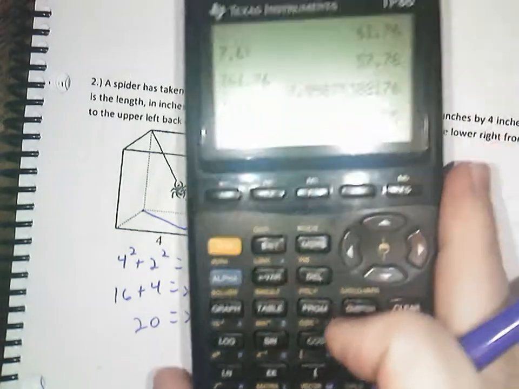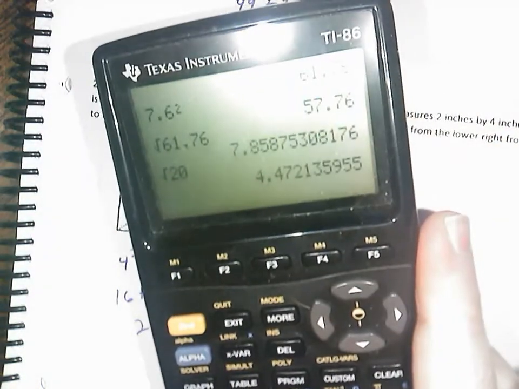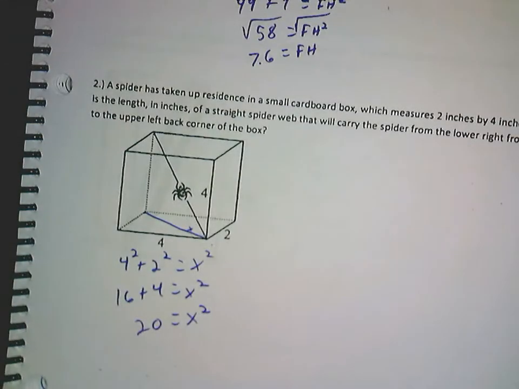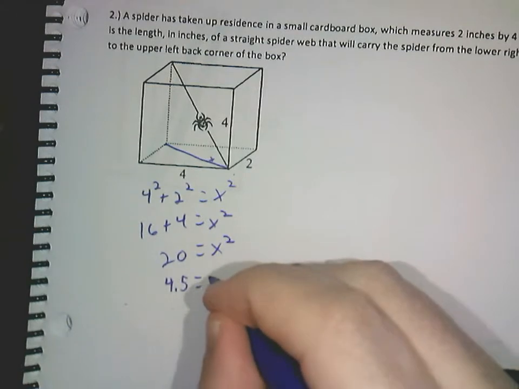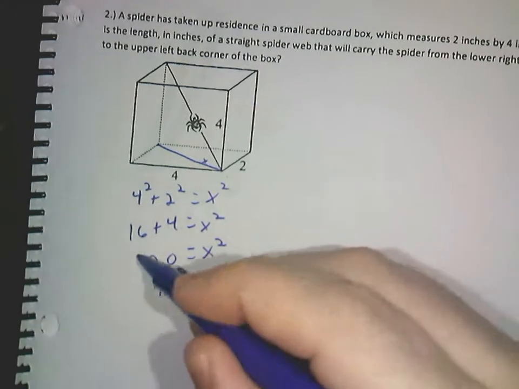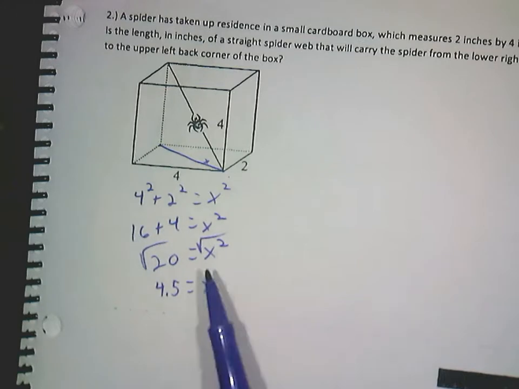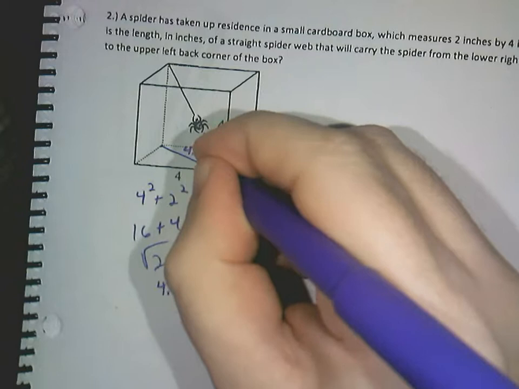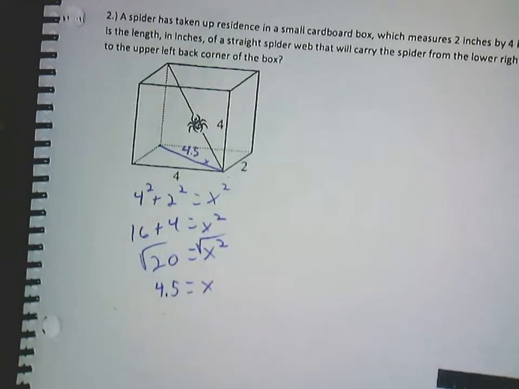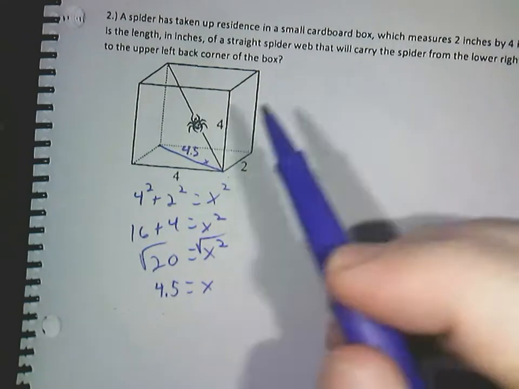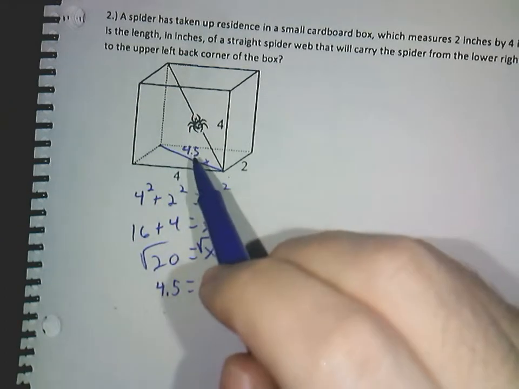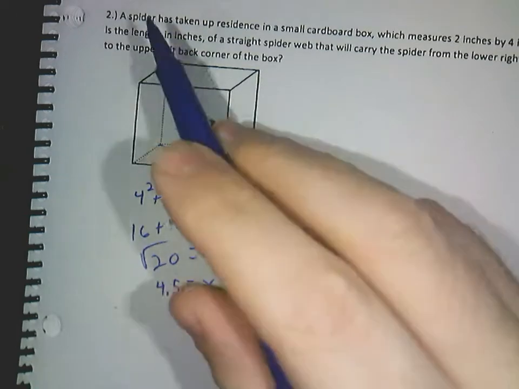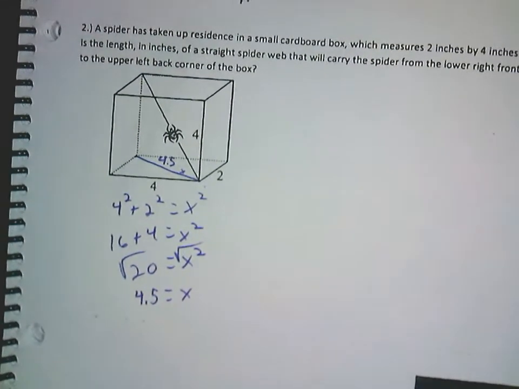And it's going to be 4.472, and so on. So we're going to round that to 4.5, is equal to x, just x, because we square rooted everything, and the square root of x squared is just x. So this line right here is approximately 4.5. Again, we round it. Okay, so then I know this length is 4, and this length is 4.5. I can then use those to figure out the diagonal of the spider web.